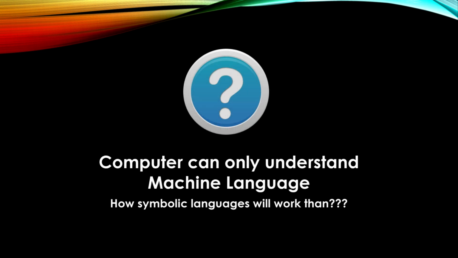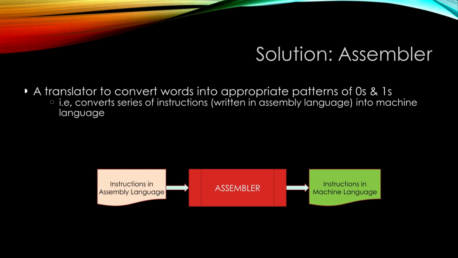A computer can only understand machine language. How will symbolic languages work then? Solution: the assembler, a translator to convert words into appropriate patterns of zeros and ones. That is, it converts a series of instructions written in assembly language into machine language. Each instruction in assembly language, through the assembler, becomes an instruction in machine language.